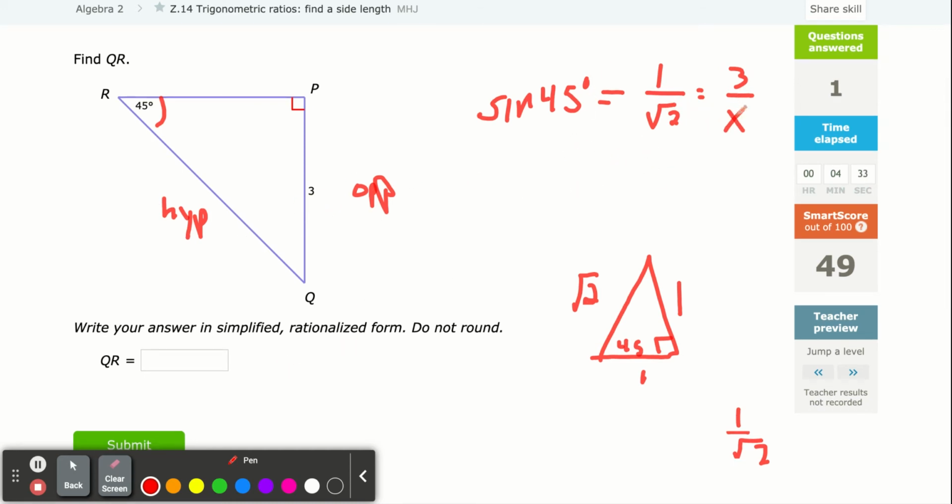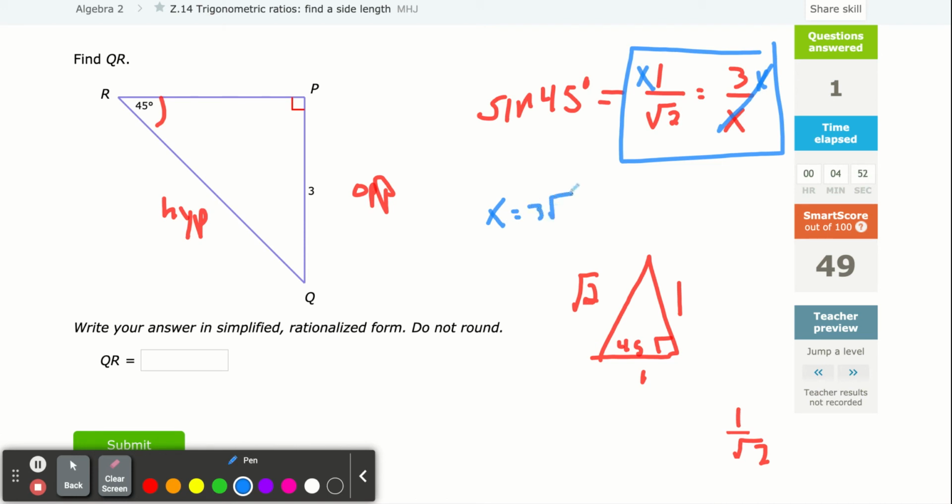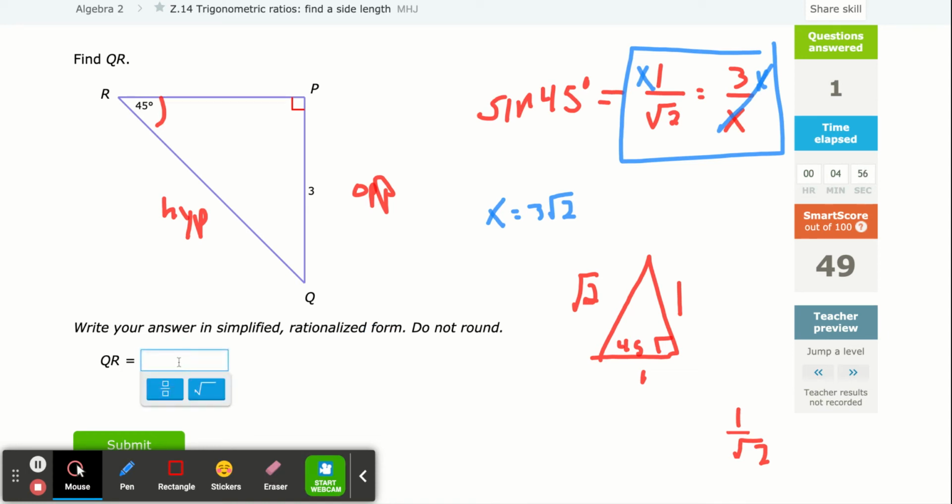Now I just solve. I don't like x on the bottom, so I'm going to multiply the x over here, which cancels on the bottom. Then I multiply that by the square root of 2, and I find out x is equal to 3 square roots of 2. And so I type that in: 3 square roots of 2.